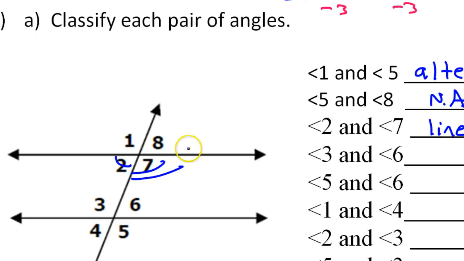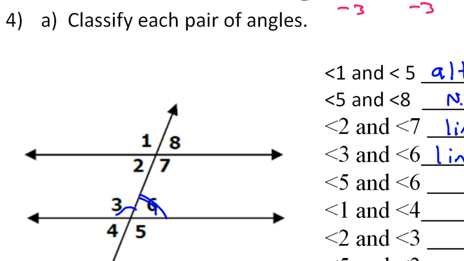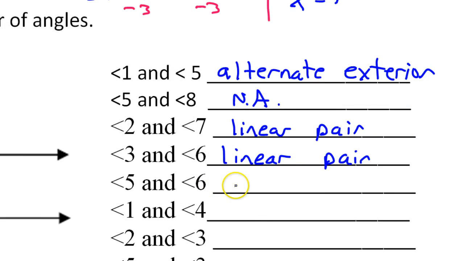3 and 6. 3 and 6 are also a linear pair. What about 5 and 6? 5 and 6, also a linear pair. This is getting redundant. Let's mix it up, people. Whoever's making this sheet, let's mix it up. 1 and 4.